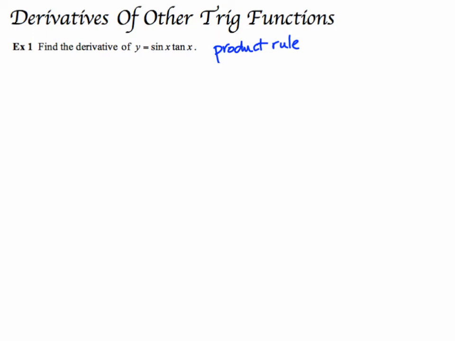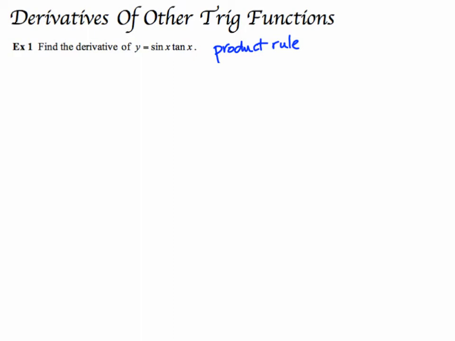Derivatives of other trig functions. So in this lesson, we're going to be looking at the derivative of tangent and cotangent, cosecant and secant. And along with that, we will be looking at the product rule, using the product rule and the chain rule as well. So make sure that you have your formula page handy.